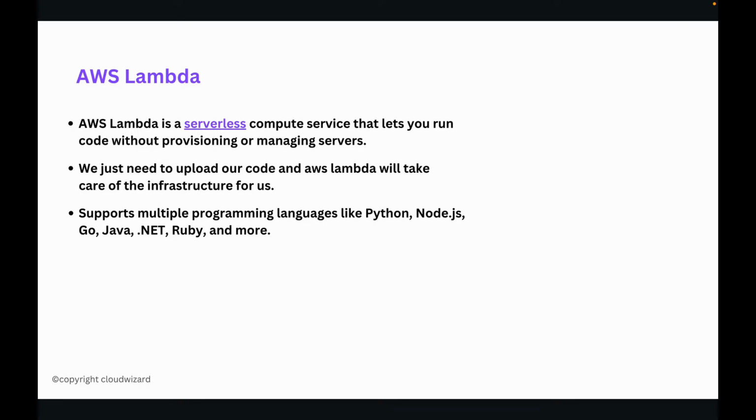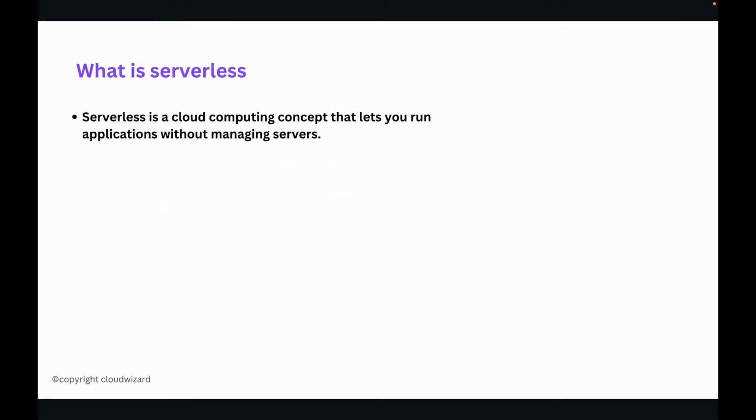AWS Lambda supports multiple programming languages like Python, Node.js, Golang, Java, and many more. AWS Lambda can be used for event-driven architectures, for data processing, for creating REST APIs, for backends, and many more.